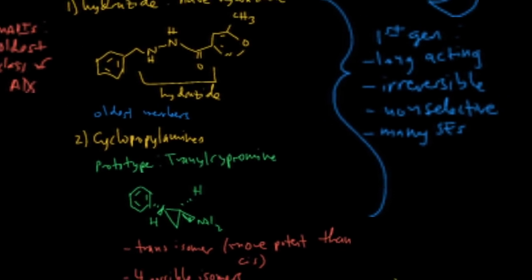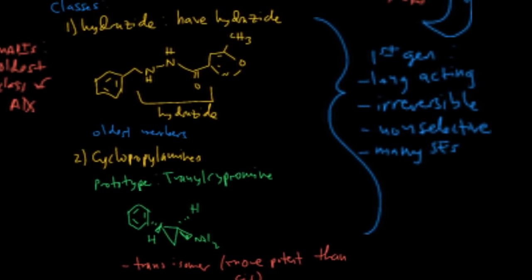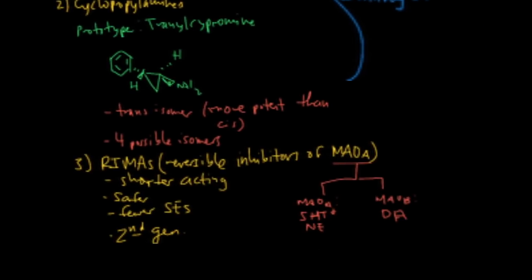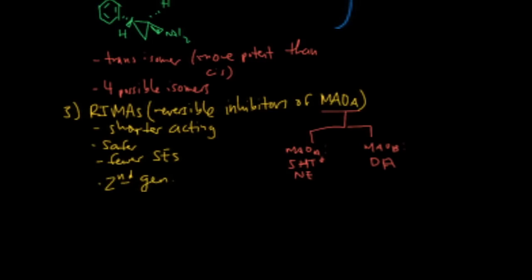So your hydrazides and your cyclopropylamines, including your tranylcypromine, are your first-generation MAOIs. These are long-acting, irreversible, non-selective, and they have many side effects. However, your RIMAs, which are your reversible inhibitors of MAO, are shorter-acting, safer, produce fewer side effects, and are second-generation. It might be important to know the different monoamine oxidases: MAO-A favors serotonin and norepinephrine, and MAO-B favors dopamine.